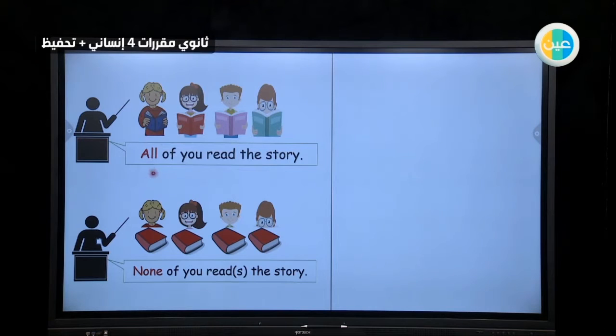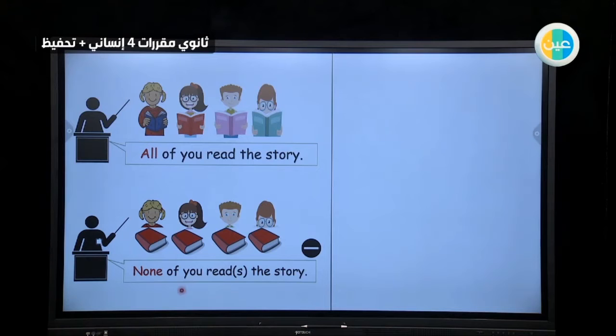So what about here, all? All is used for more than 2 people or 2 things or 2 ideas. Maybe 3, 4, 10, 100. The opposite of all here is none. None of you read or reads the story. None here gives a negative meaning.